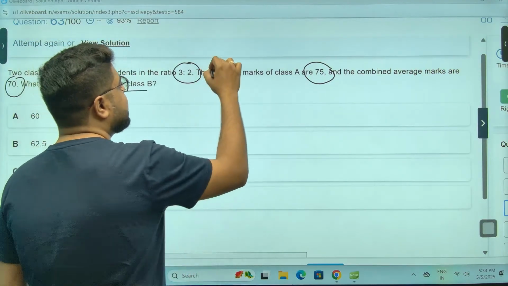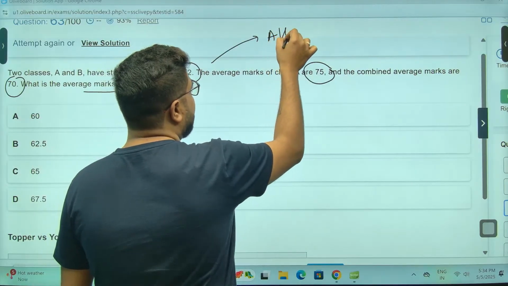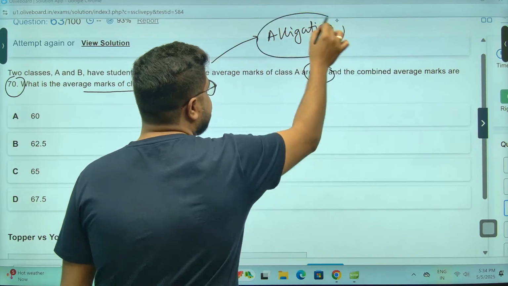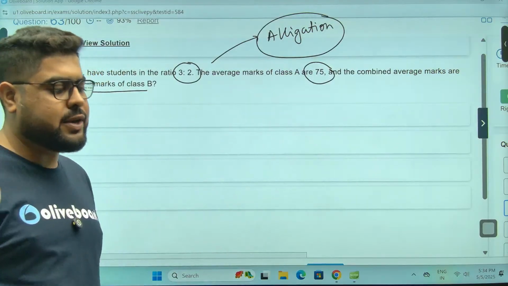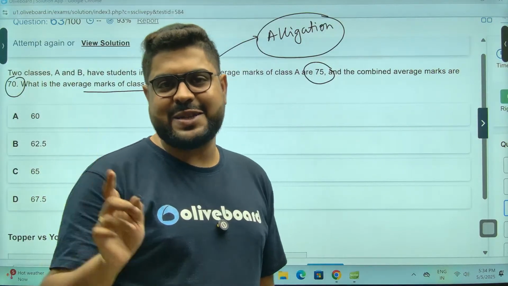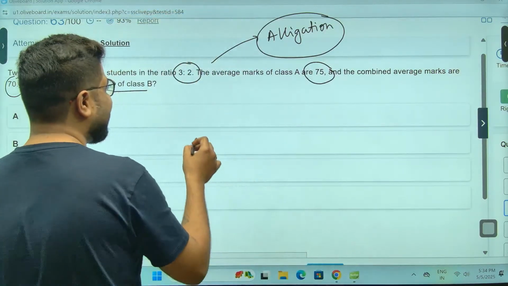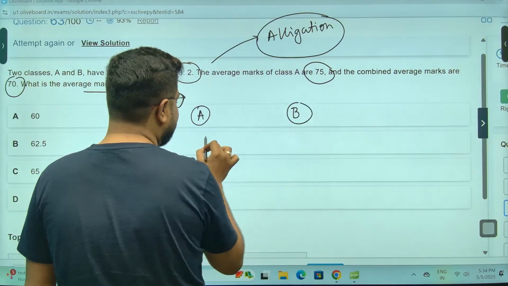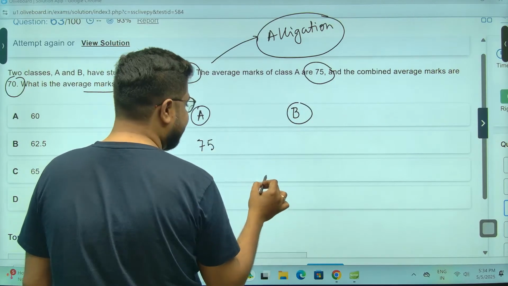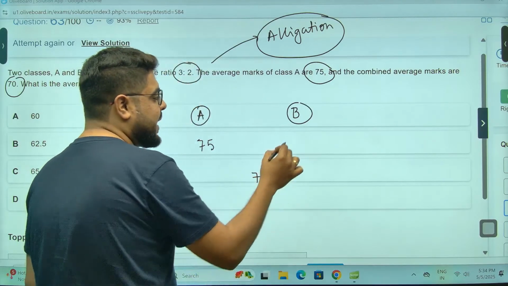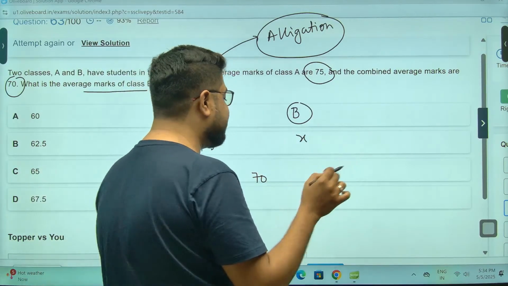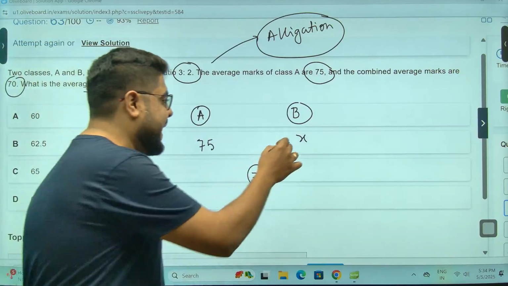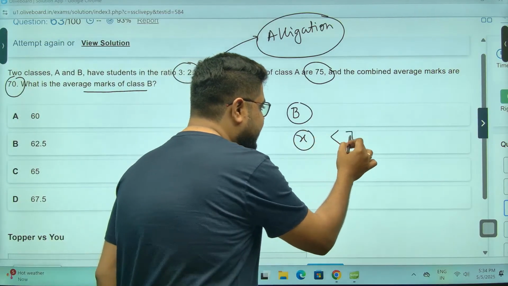So allegation is the best approach here. You should know this just by reading this question. The first thing that should strike your mind is an allegation. So class A, class B. Class A 75, combined average 70, sir. So class B, I don't know, I'm taking X. Now remember 70 should be between this and this. So that means X has to be less than 70.